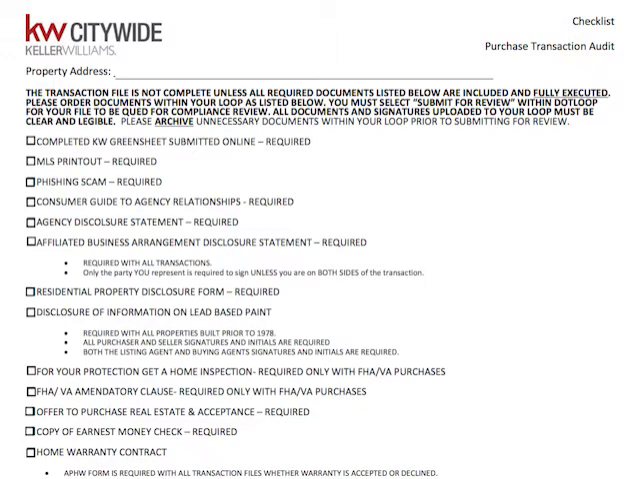The Consumer Guide to Agency Relationship. That's another form that needs to be part of all transactions as far as purchase transactions. This is something that you should have had filled out prior to writing this offer. The Agency Disclosure Statement. That is another form that involves the buyer and seller signing, and it identifies you and the other agent and who you're representing.